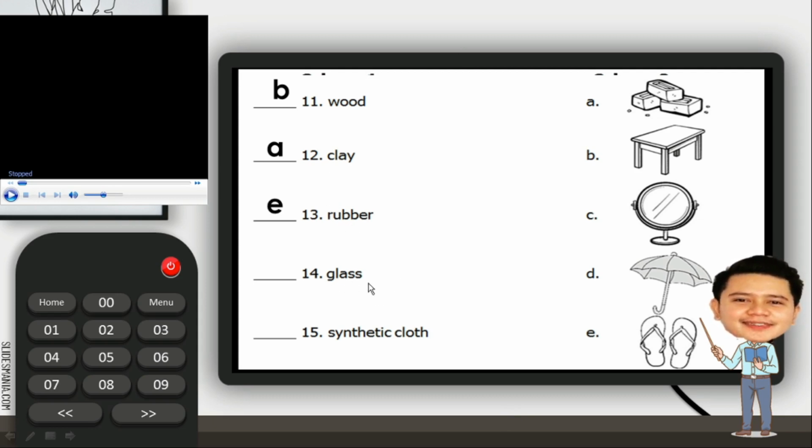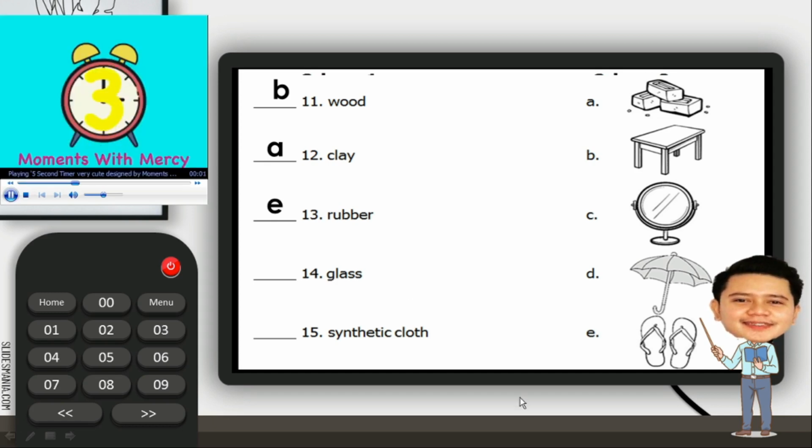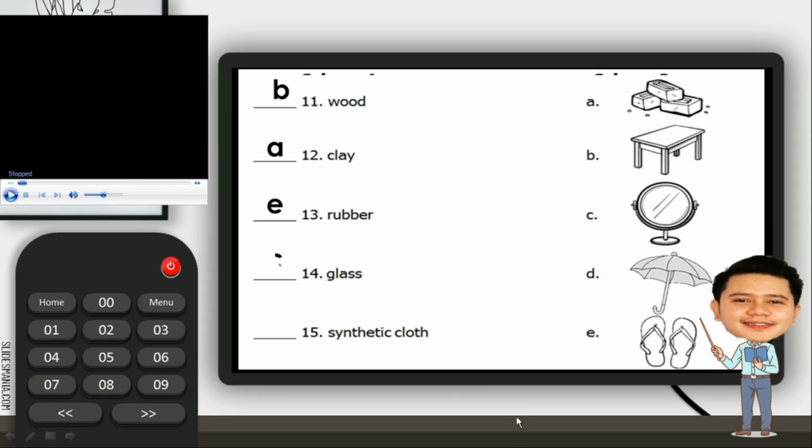Next, glass. 5 seconds. Alright, the correct answer is letter C. Very good. And of course, the umbrella, which is the synthetic cloth, is letter D. So an umbrella is made of synthetic cloth. So once again, let us read the vocabulary words. We have the wood, clay, rubber, glass, synthetic cloth. And that is all for part 3, okay?